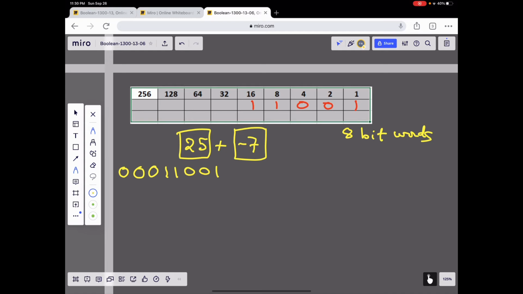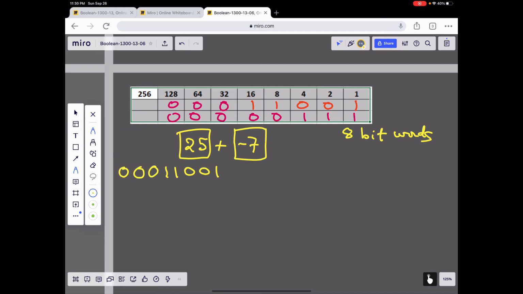So 7 is 4 plus 2 plus 1. 4 plus 2 plus 1 equals 7. Okay, and use 8-bit, so you have to add, you got 5, you add 3 more 0. Same thing with this one. Make sure the 8-bit words, so you have to convert to 8-bit words. If you don't have anything, add 0. Now you want to do 2's complement for positive 7, change to -7, do 2's complement.